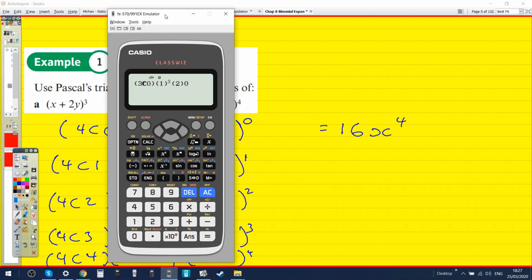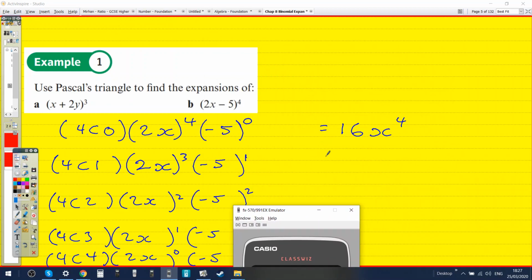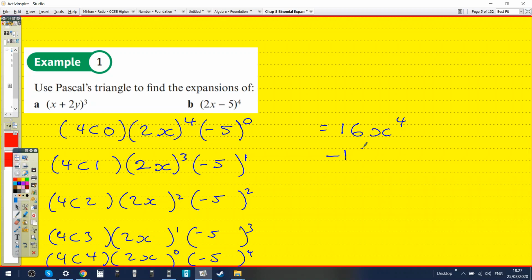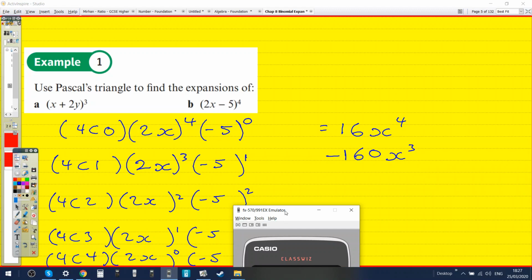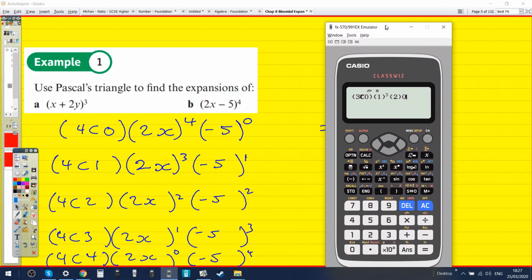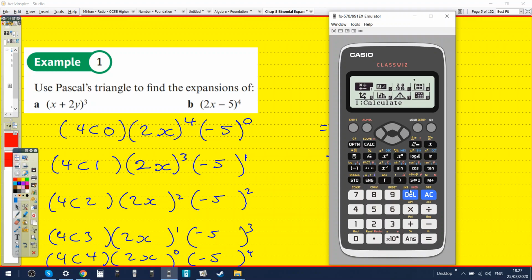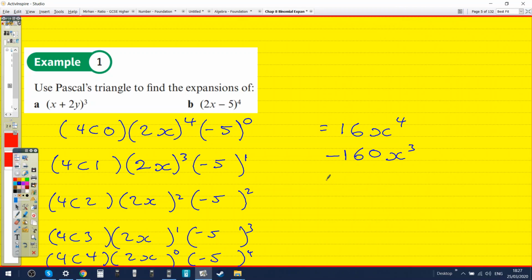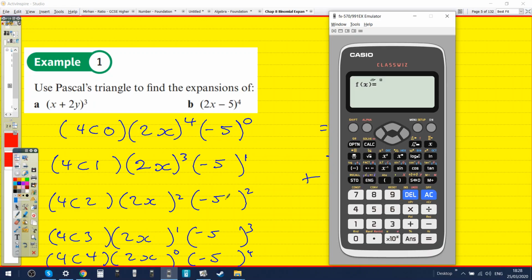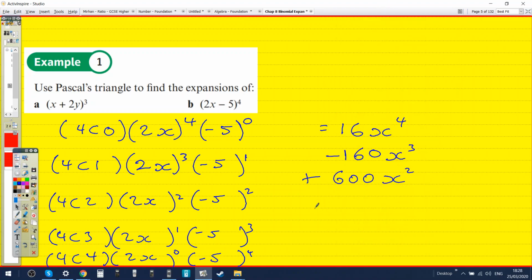For the 4 choose 1 row I got minus 160. Well done. And that's x cubed. And then we have 4 choose 2, 2x. Then I got 600x squared. Okay. Then 1000x.